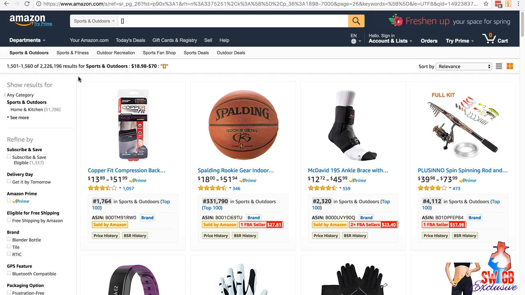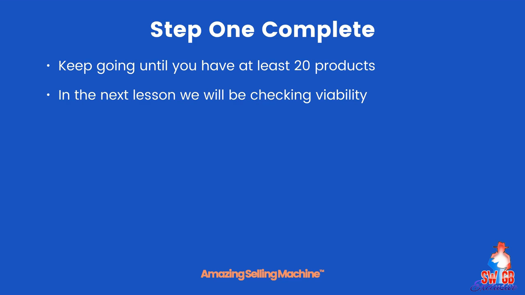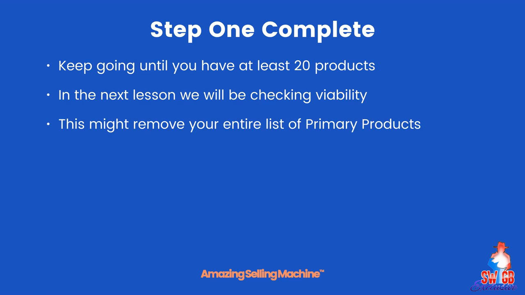I'm going to look to try and get 20-25 primary products for us to work with in the next lesson. And in the next lesson, we'll take our primary products and I'll show you how to go ahead and find competing products to check viability. So you've completed step 1. And you should keep going until you have at least 20 products, preferably more. And then the next lesson, as I said, will be checking viability. Now, this might remove your entire list of primary products. If so, you just need to rinse and repeat. It's nothing to be worried about.